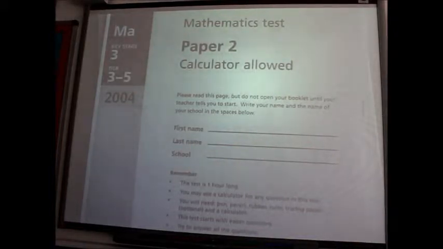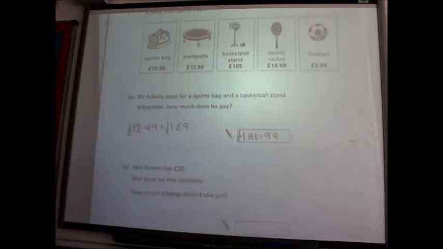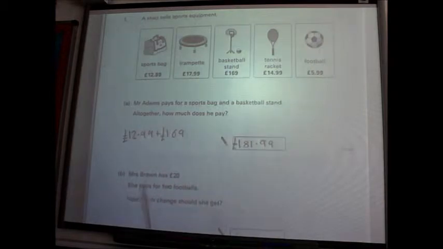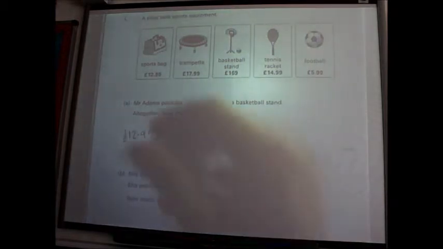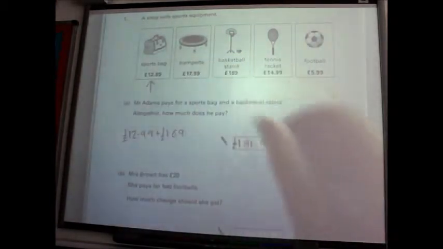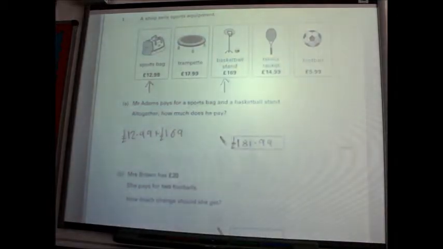This is the Key Stage 3 test, 2004, and this is the level 3 to 5, the calculator allowed paper. Question number 1, a shop sells some sporting equipment, and here it is. Mr. Adams pays for a sports bag, so there's your sports bag, and he pays for a basketball stand. How much does he pay?